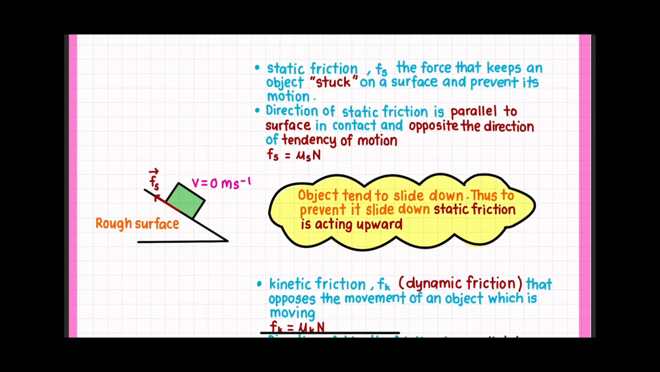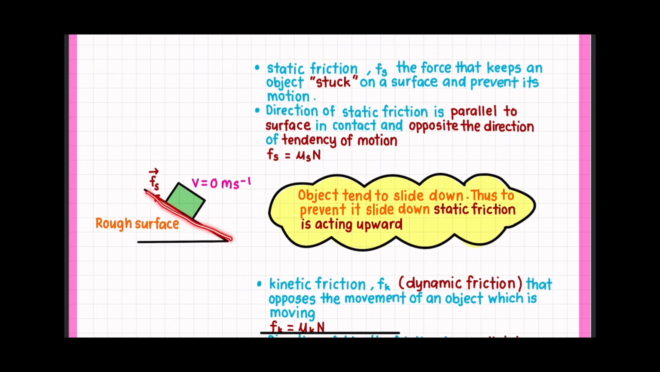Okay, static friction, or denoted as Fs, the force that keeps an object stuck on the surface and prevent its motion. Okay, so direction of static friction is parallel to the surface in contact and opposite to direction of the tendency of motion. Sebab static friction ni wujud dalam benda yang tidak bergerak, maksudnya baru nak start bergerak ataupun memang tidak bergerak. So kita namakan dia static friction lah. Okay, tapi dia punya direction dia ada, tapi dia akan opposite dengan tendency of motion, maksudnya kebarangkalian objek tersebut.